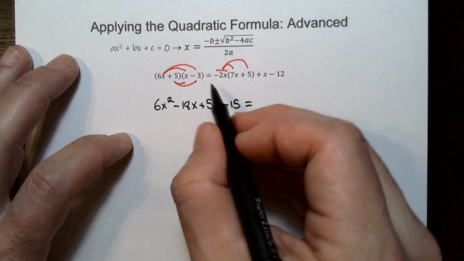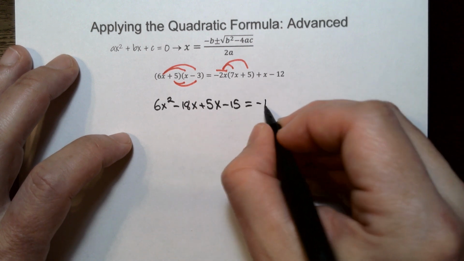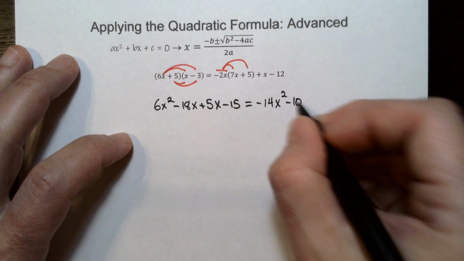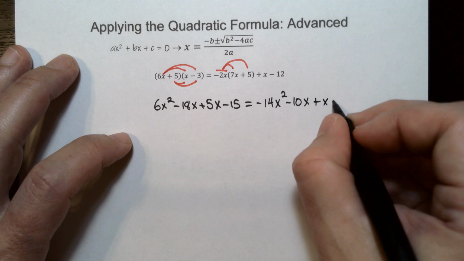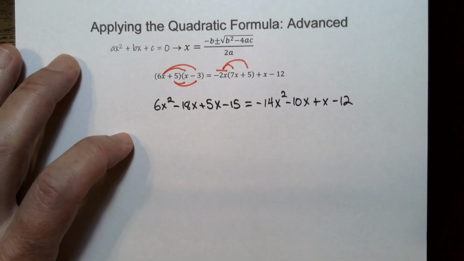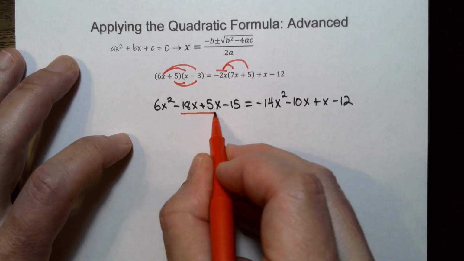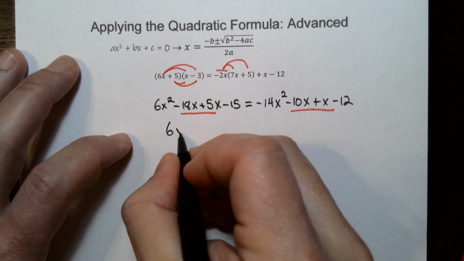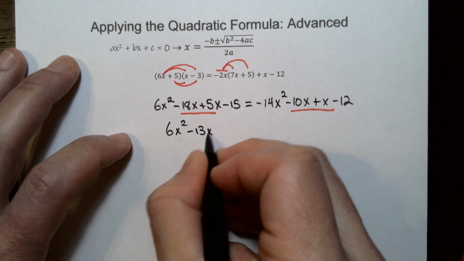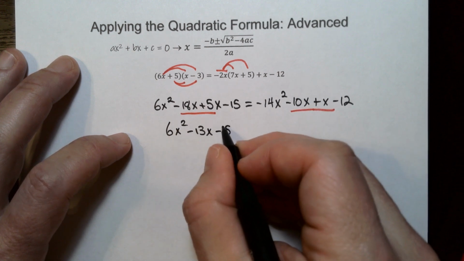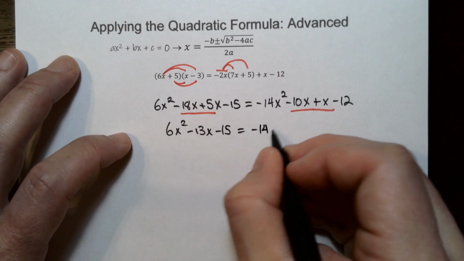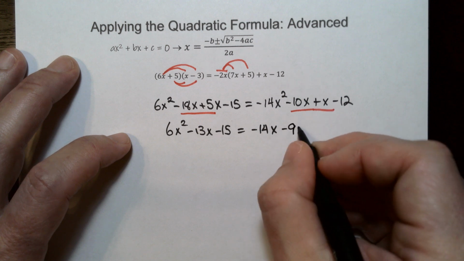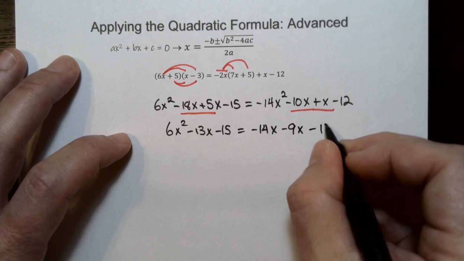Now for the other side of the equal sign, negative 2x times 7x is negative 14x squared. Negative 2x times 5 is negative 10x. And then plus x minus 12. Okay, we'll combine terms on both sides. We got some x's over here that can be combined, and we also have some x's over here that can be combined. Okay, so we get 6x squared minus 13x, that's these two, minus 15, equals negative 14x squared, negative 10x and an x makes a negative 9x, minus 12.